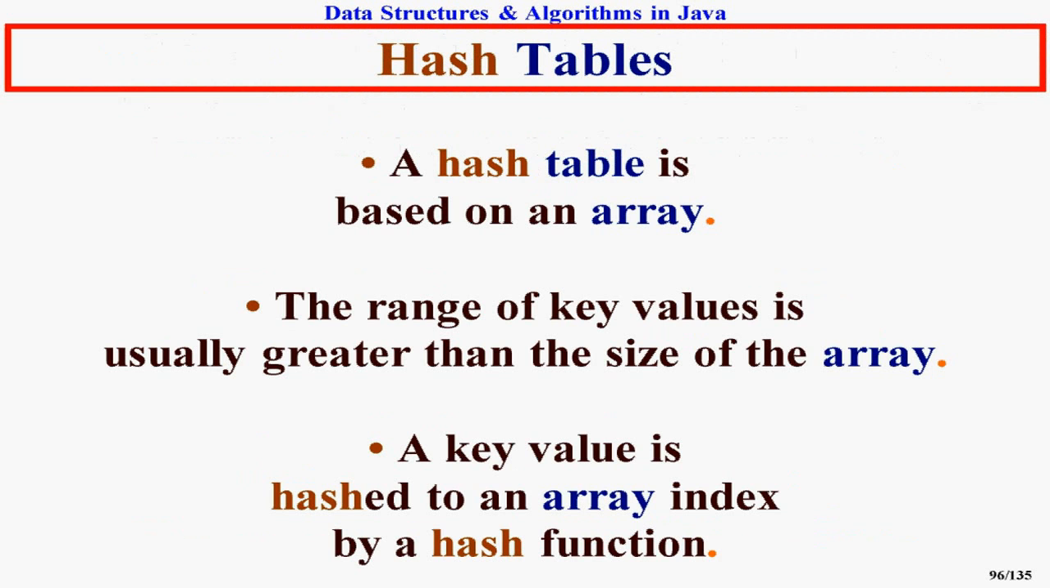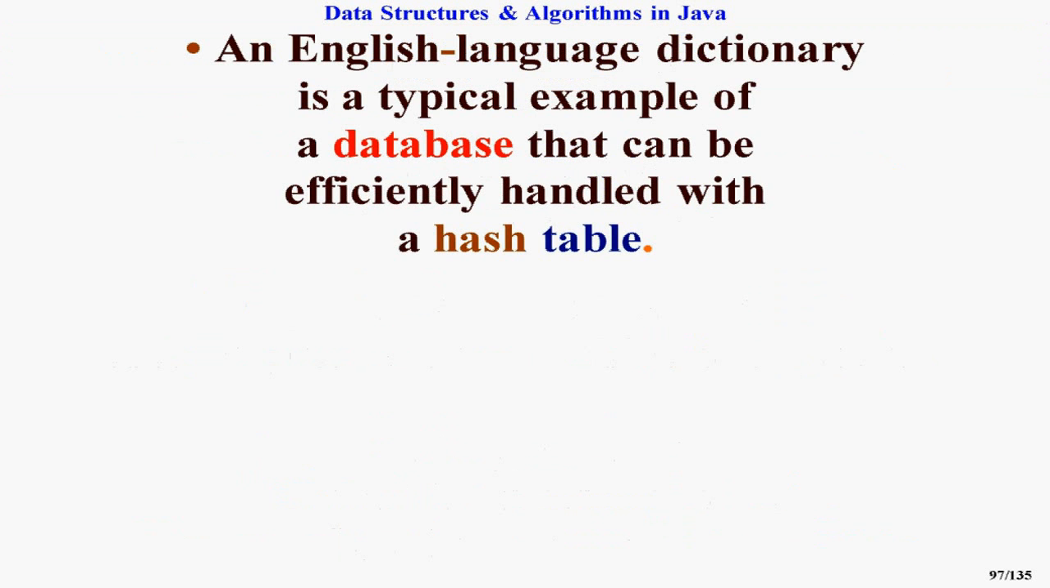Hash tables. A hash table is based on an array. The range of key values is usually greater than the size of the array. A key value is hashed to an array index by a hash function. An English language dictionary is a typical example of a database that can be efficiently handled with a hash table.